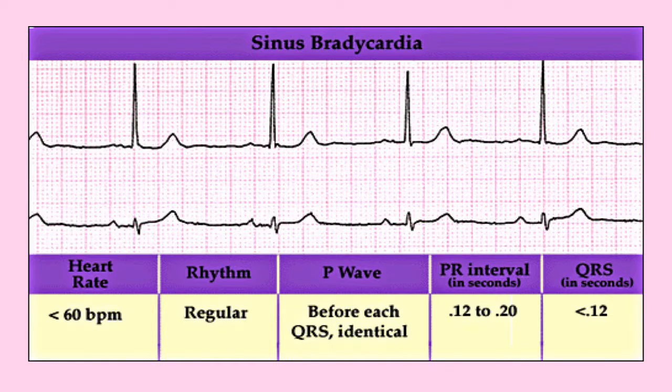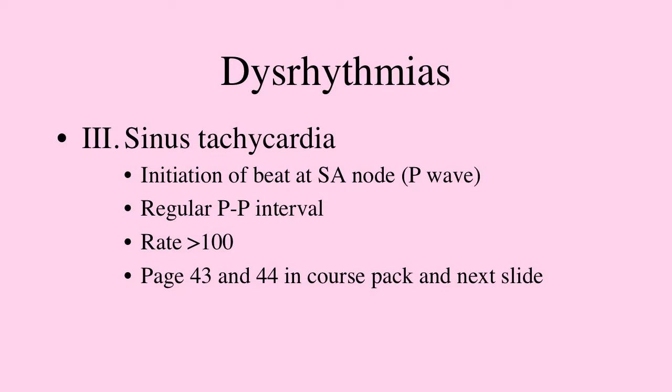Okay, the next one is again in the normal area, but a little fast in this case, sinus tachycardia. Sinus tachycardia is where you have initiation of the heartbeat at the SA node, and so you do have a P wave, a regular P to P interval, and the rate is over 100. If you look at page 43 and 44 in the course pack, you have again normal, but just a faster rate on the bottom of 43.